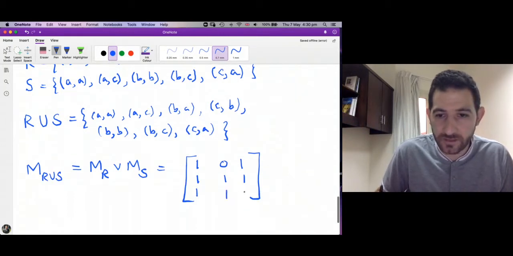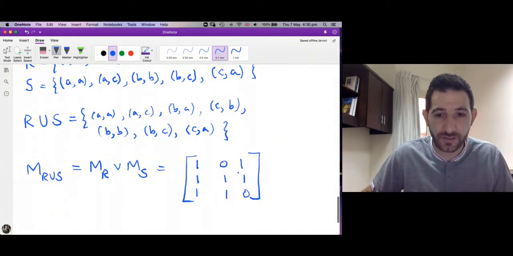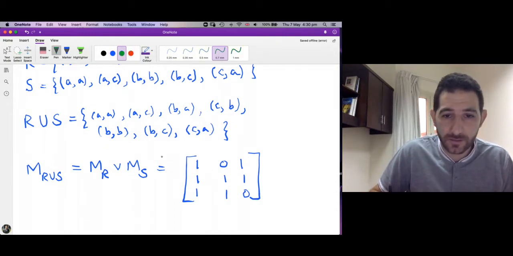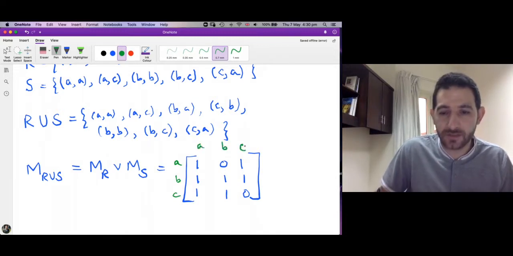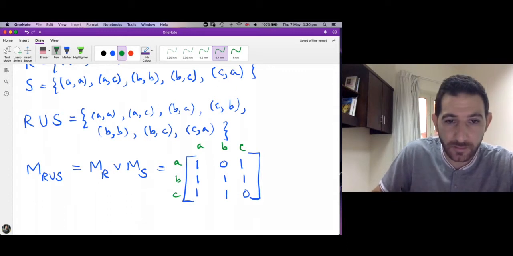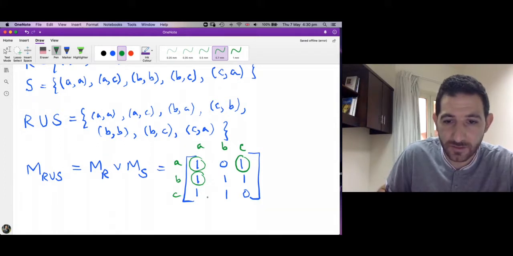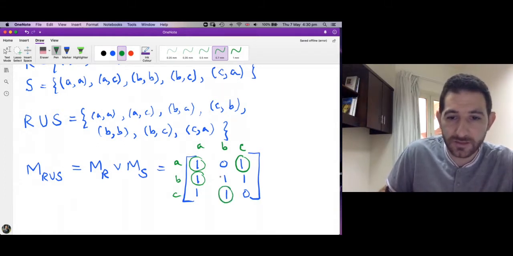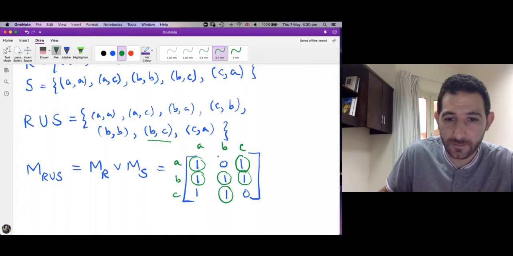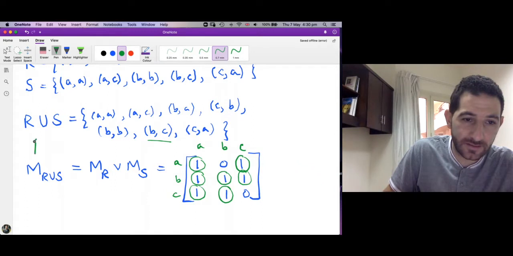Okay, 1, 1, and 0. So we just took the join of the corresponding entries and notice that, so this is A, B, C, A. So this column representing C. Now AA is this one, AC is this one, BA is this one, and then we have CB. Where is CB? It is this one. And BB is this one, BC is this one, and finally CA is this one. So see, this matrix represents this relation.